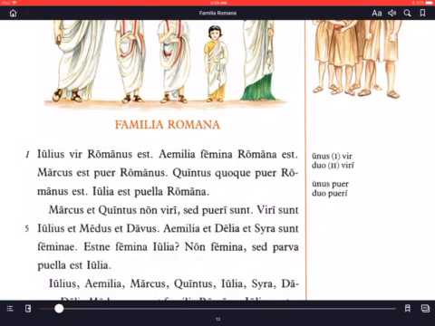Familia Romana. Julius vir Romanus est. Julius is a Roman man. Now notice the distinctive Roman word order. Julius man Roman is. As always, Latin likes to put the verbs at the end of the sentence. We tend to put them in the middle, right after the subject.